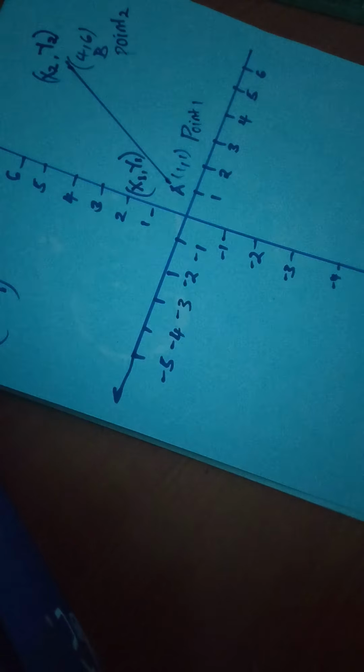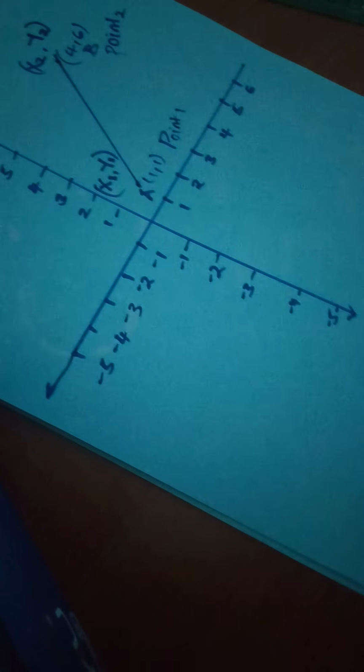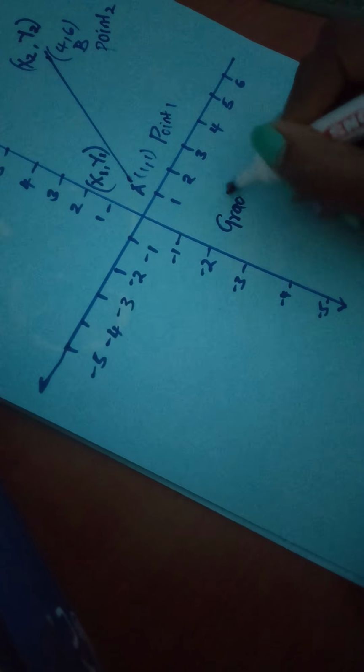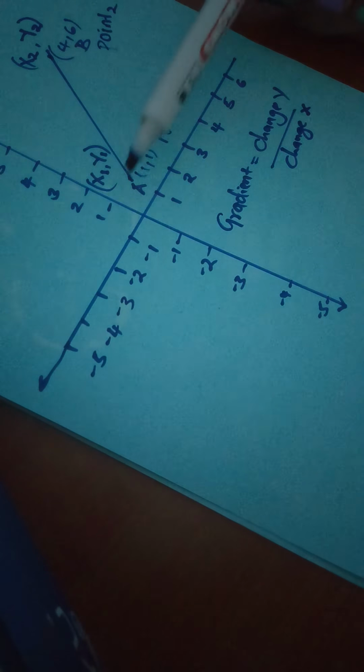So when it comes to calculating the gradient of a line on a Cartesian plane, we usually say that gradient should be equal to the change in y divided by the change that takes place in x. And that will mean y changing from 1 to 6 and x changing from 1 to 4.